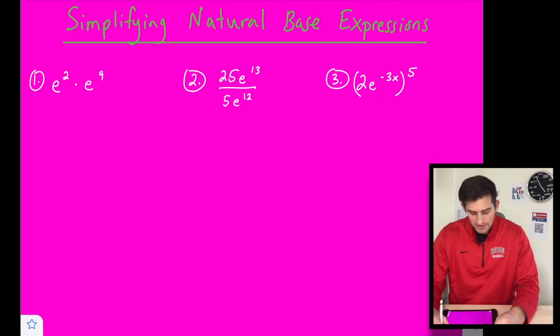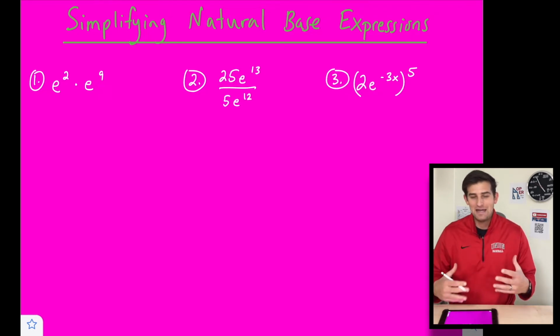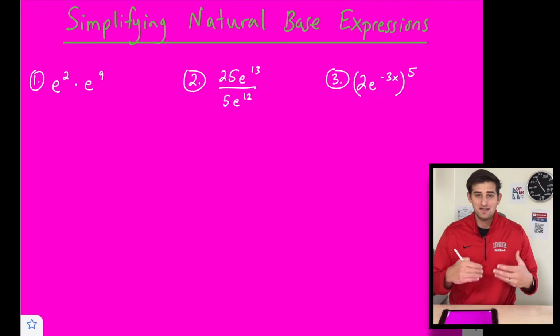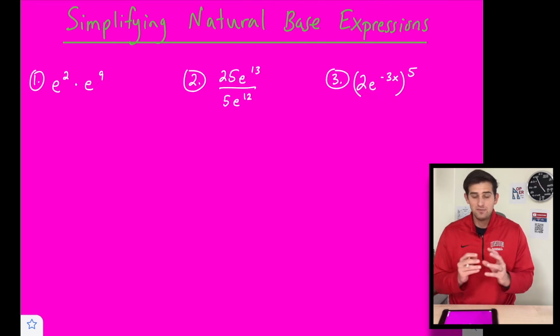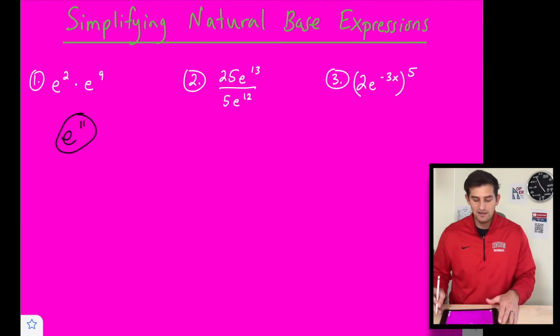For number 1, I see e squared times e to the 9th. The way I teach this is a little acronym called MADS. MADS means multiply, add, divide, subtract. If we have a multiplication problem like we have here on number 1, and the bases are the same, here the base is e, then we can keep the base and just add the exponents. So this would just be e to the 11th.